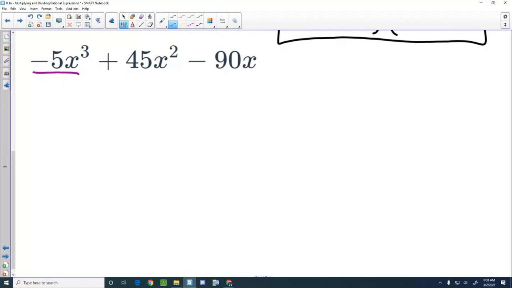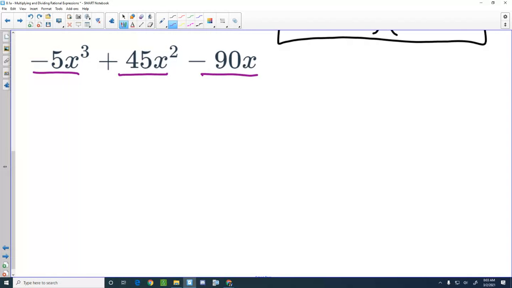All three of these terms can be divided to make them smaller to work with. Negative 5x cubed, 45x squared, negative 90x. What can I divide every one of those terms by? A 5 and an x. Yes, that's going to make it so much easier.